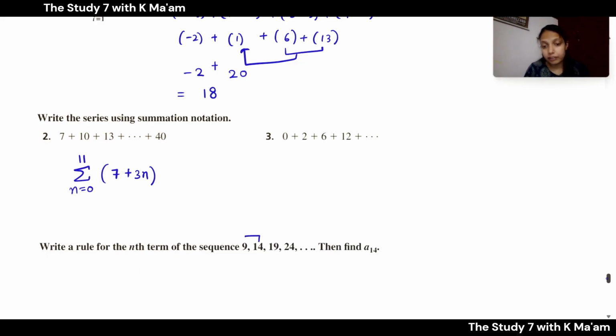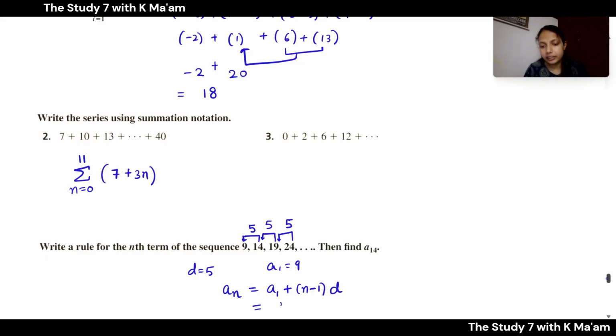14 minus 9, it's 5. 19 minus 14, it's again 5. 24 minus 19, it's again 5. So the difference is 5, every time. The first term is 9. So it's an arithmetic sequence. a n is equal to the first term plus n minus 1 times d.